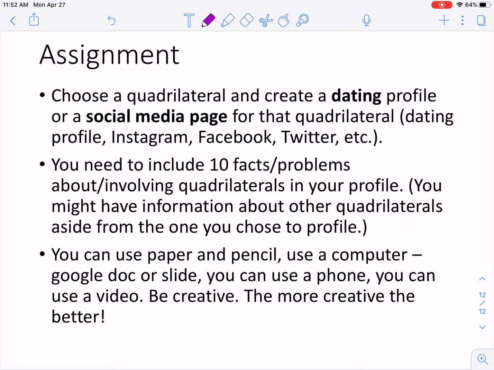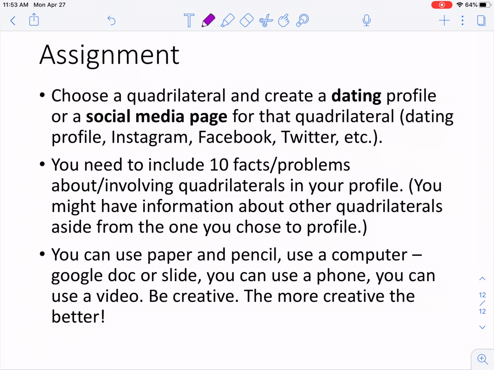Like in my Facebook, I have my cousins listed, or my children, or I might talk about other runners. So, things that I have in common with other people. And I might have some problems that involve other runners or problems that involve my kids or something like that.